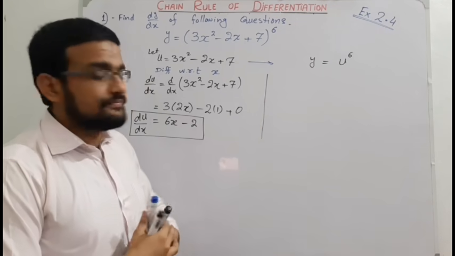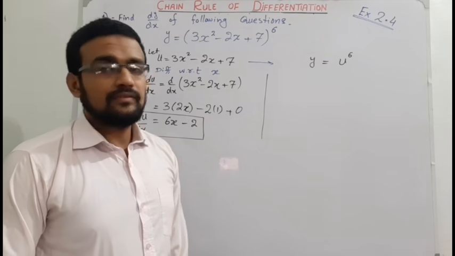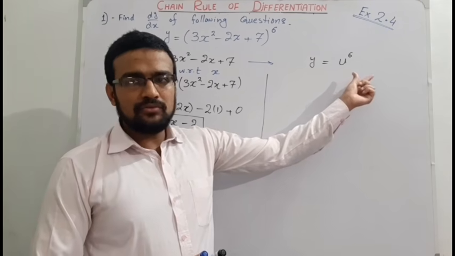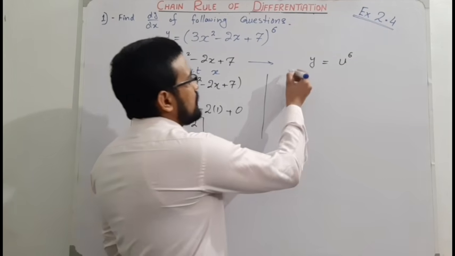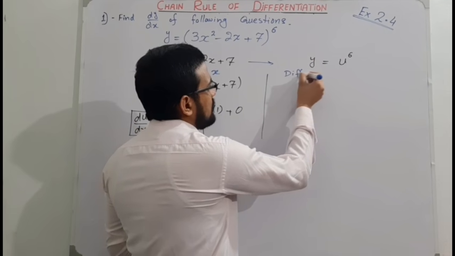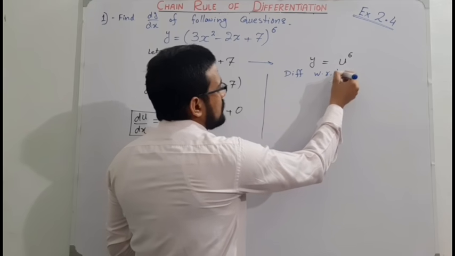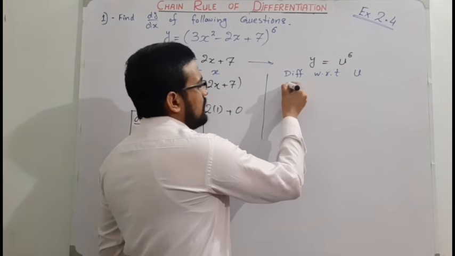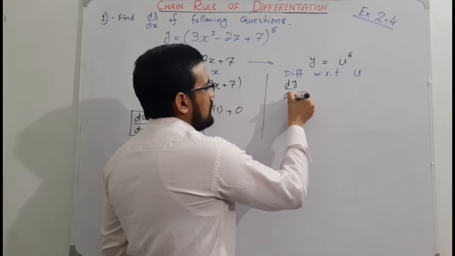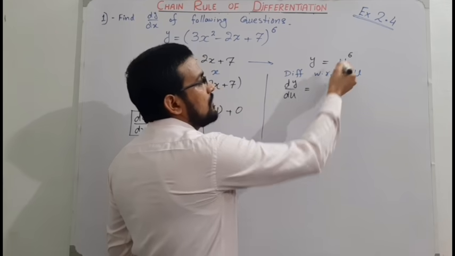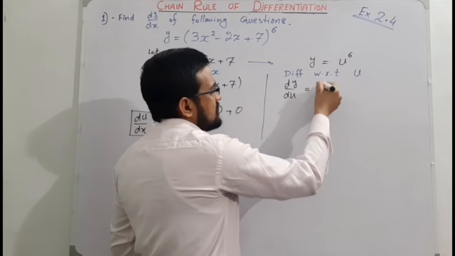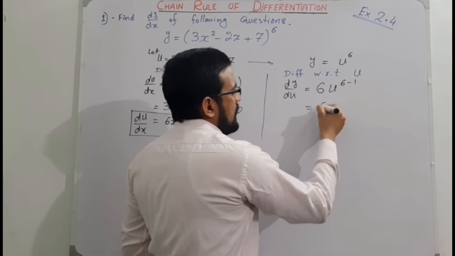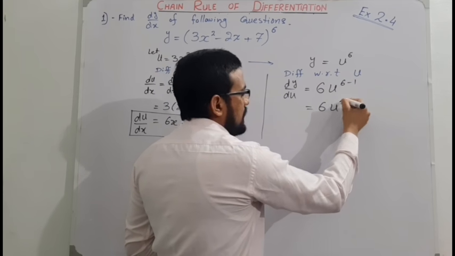Similarly students, y is dependent on u. It means differentiate with respect to u, it means dy over du. According to the power rule, 6u to the power 6 minus 1, decrease by 1, 5.